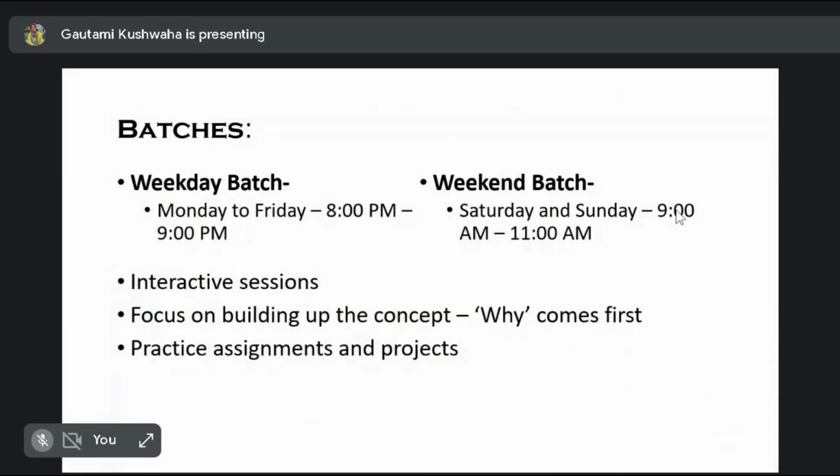So we will be having two batches, so you can opt according to your availability and according to your suitability. We'll be having one weekday batch, which will be from Monday to Friday, evening 8 to 9 p.m. And then we'll be having a weekend batch, that is on Saturday and Sunday, which will be from 9 a.m. to 11 a.m., a 2 hour session on both the days.